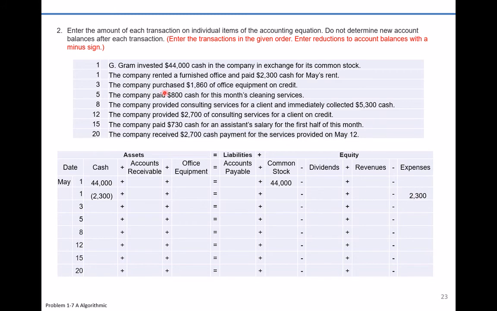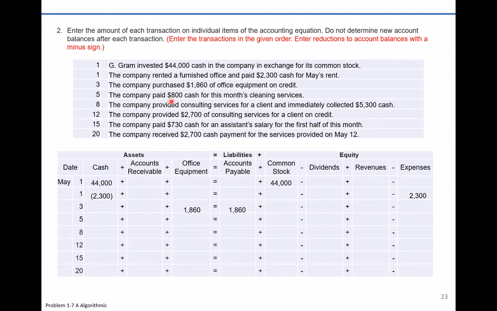On May 3rd, the company purchased $1,860 of office equipment on credit. Oh, so we know they definitely got the office equipment, right? That's one of the accounts. They got office equipment of $1,860. But notice they didn't use any cash right now. Instead, they've incurred a liability. They're going to pay that cash later on in the future. So a new liability called an account payable was set up for $1,860.